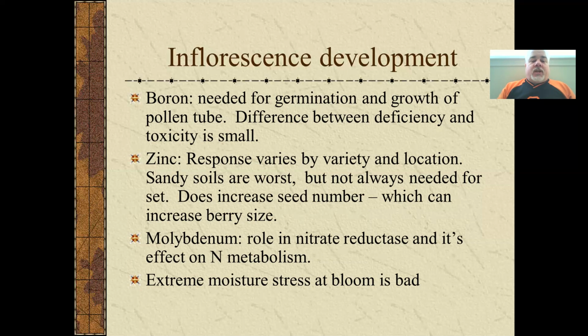Molybdenum. Molybdenum has a strong role in nitrate reductase. So in order to use nitrogen, you need molybdenum. Therefore, without adequate molybdenum, you can't utilize nitrogen, and there are all kinds of problems with that. Extreme moisture stress at bloom is bad. You definitely do not want to dry out your field at that time. You want your vineyard to be happy.